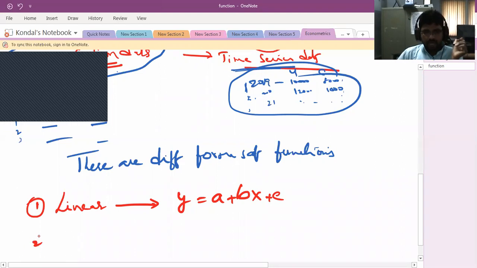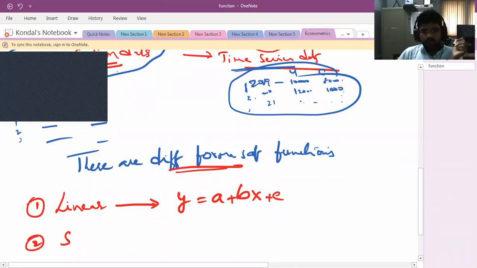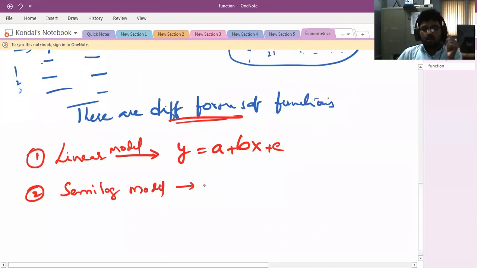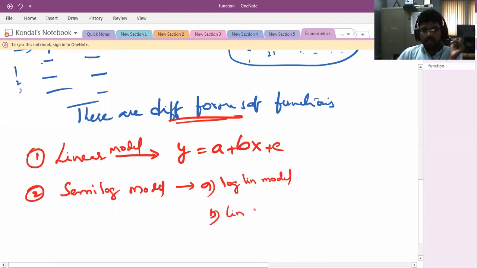Then the second form, there are different forms, right? The second form is the semi-log model. You can say a semi-log model is a linear model. In the semi-log model, there are two types. A, that is a log-lin model. B, lin-log model, L-I-N, lin-log model.